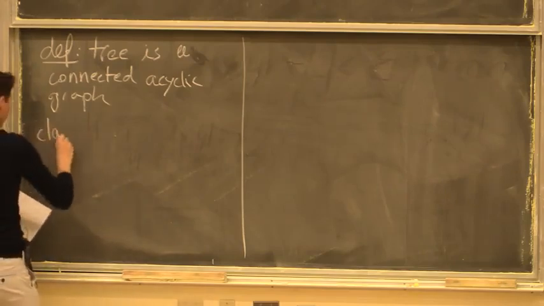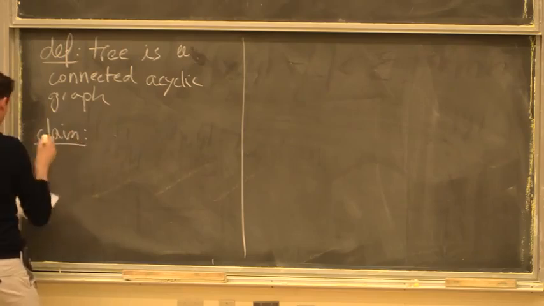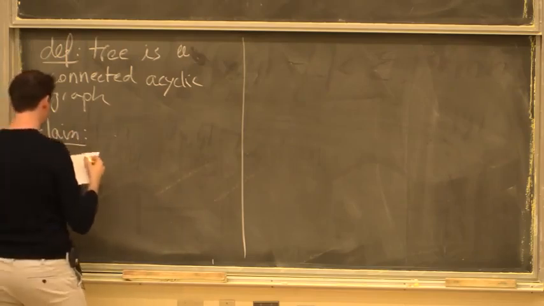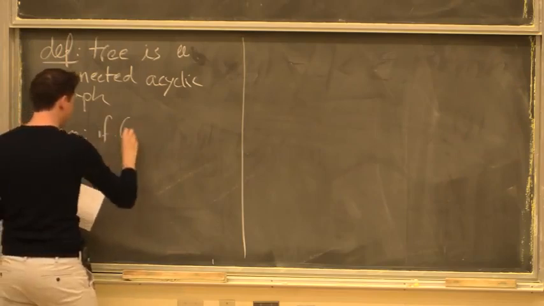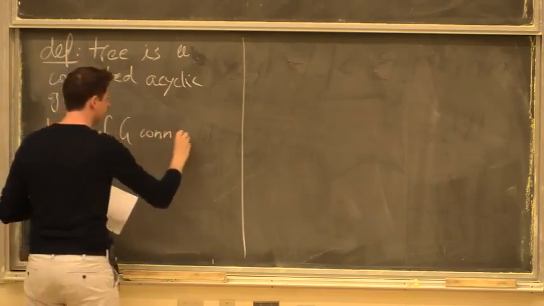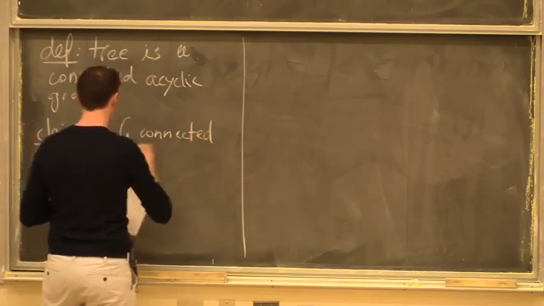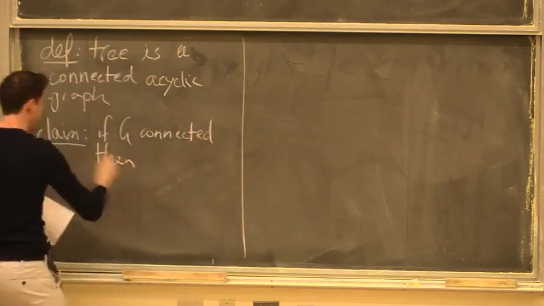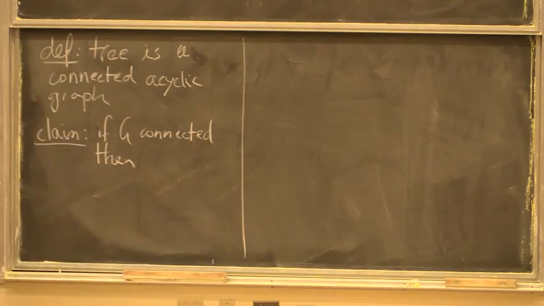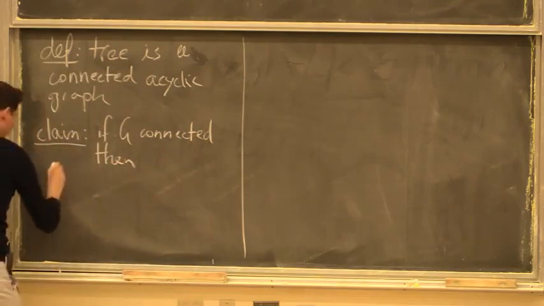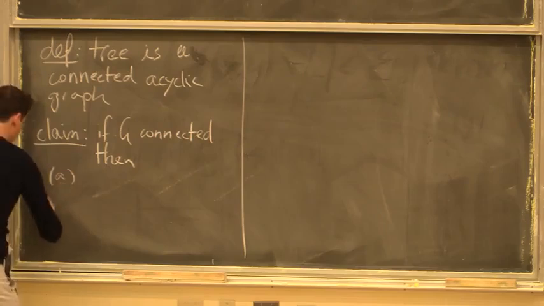So, the first claim we're going to prove is that if G is connected, then we have an equivalence between two conditions. Condition A, that G is acyclic.